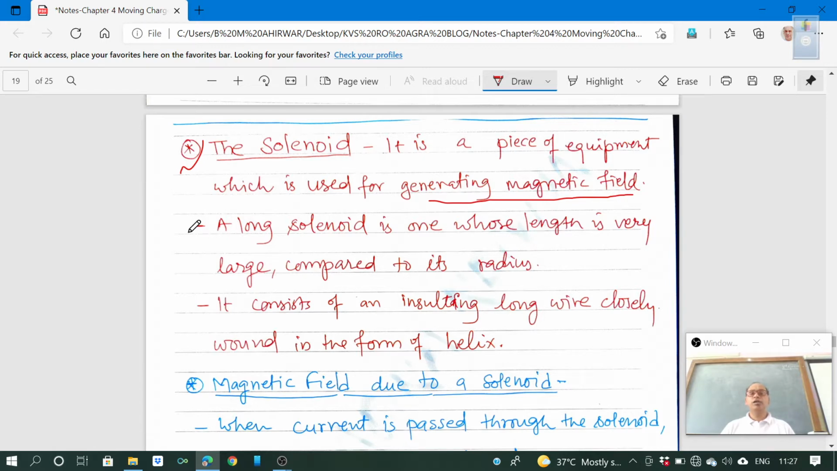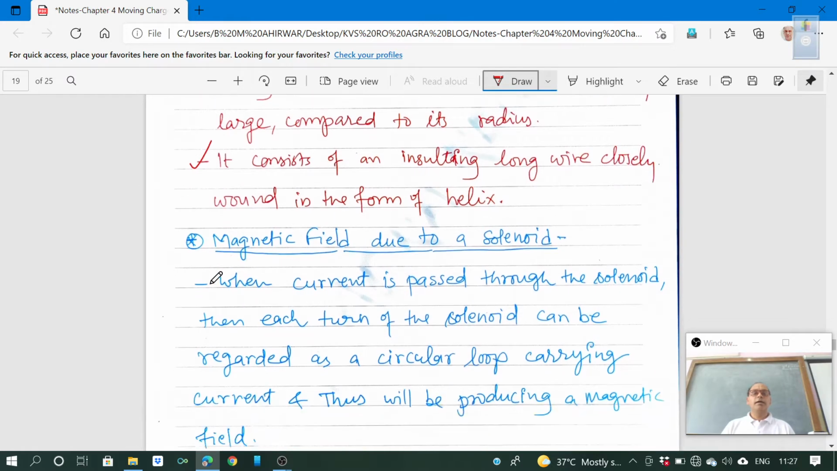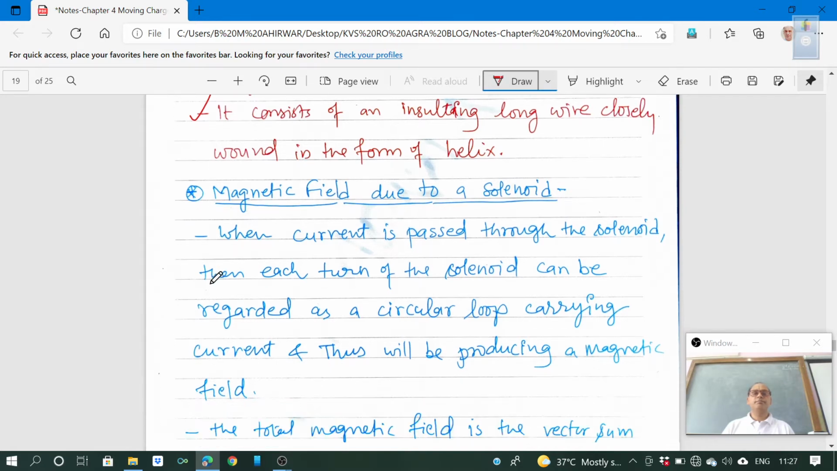A long solenoid is one whose length is very large as compared to its radius, and it consists of an insulating long wire closely bound in the form of a helix. So it is bound on an insulator cylindrical pipe. And now, how to find the magnetic field due to the solenoid?